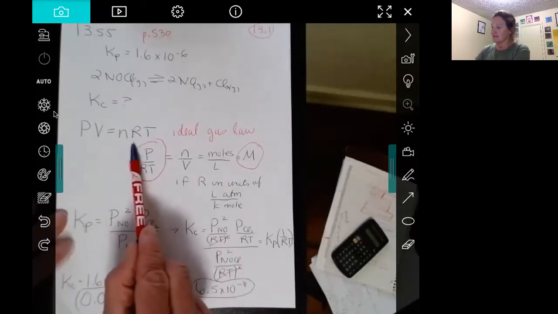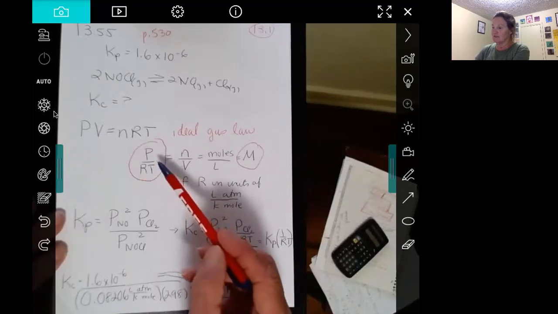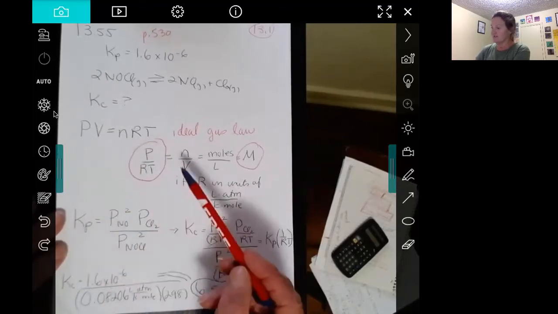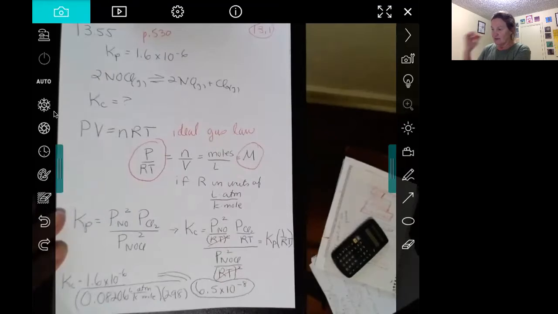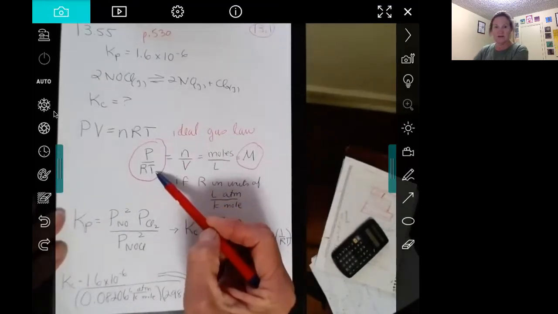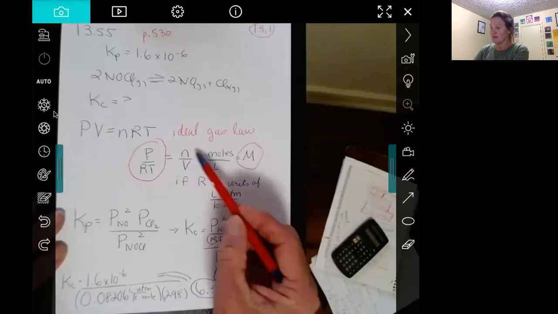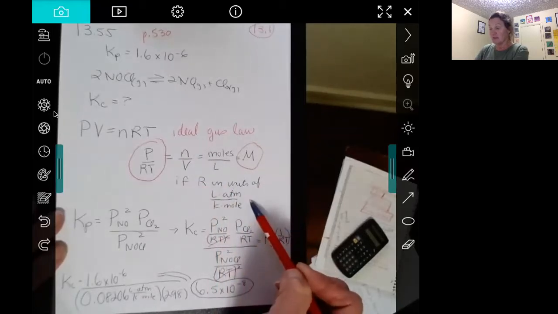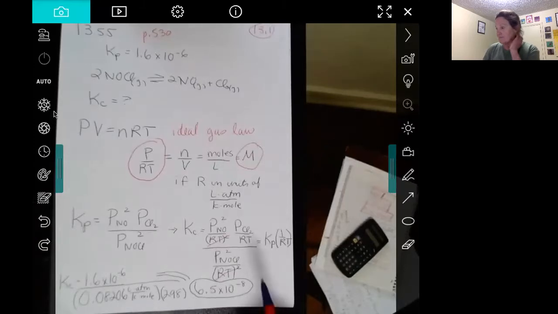So if you take the ideal gas law, you have PV equals nRT. I can take the RT to the left-hand side and the V over to the right-hand side. What I end up with, pressure divided by RT equals molarity. So it equals moles per volume. And if I'm working in the right gas constant units, that'll be moles per liter, which is molarity.